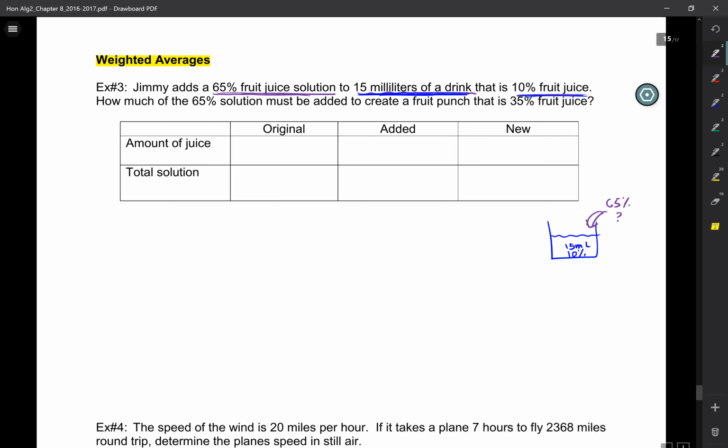All right, so let's write this down. Okay, the original, right? The original has how much fruit juice? Well, it's 15 milliliters. Well, let's just do 15.